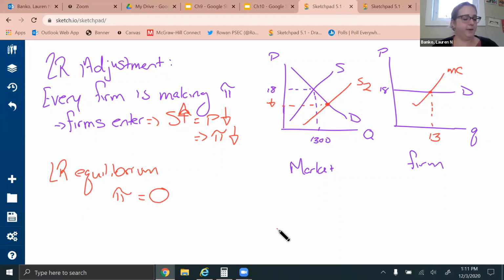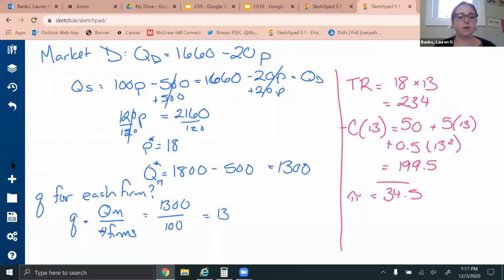So we were talking about firms making that positive $34.5. But we know that's going to cause these adjustments. So there's going to be additional firms, and it's going to cause the price to fall and also profits. So in particular, we can figure out this equilibrium, which is what we started talking about today.